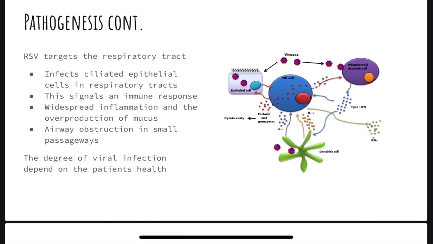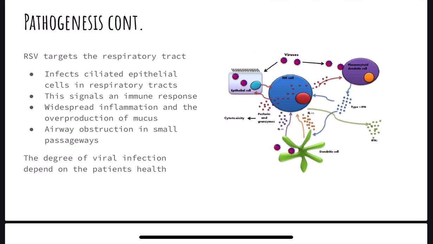Continuing on to the pathogenesis, RSV targets the respiratory tract, both the upper and the lower. It infects the ciliated epithelial cells in the respiratory tract. This signals an immune response. This immune response is widespread inflammation and the overproduction of mucus. This causes the airway to be obstructed, makes the small passageways, the bronchioles, more constricted, and can lead to other respiratory infections such as bronchitis.